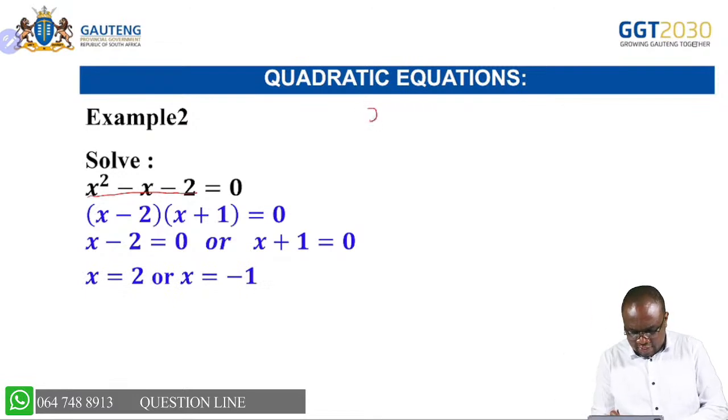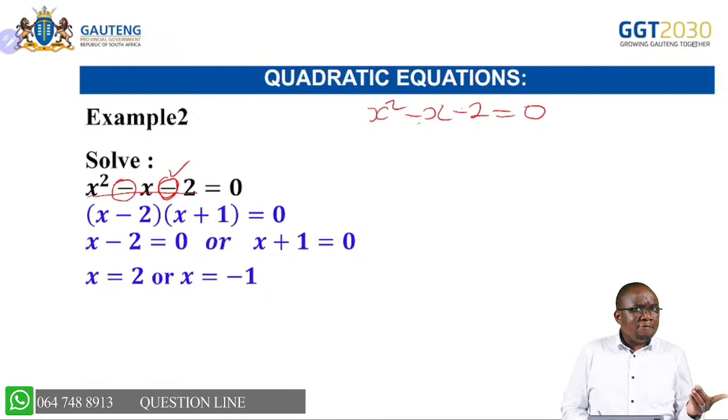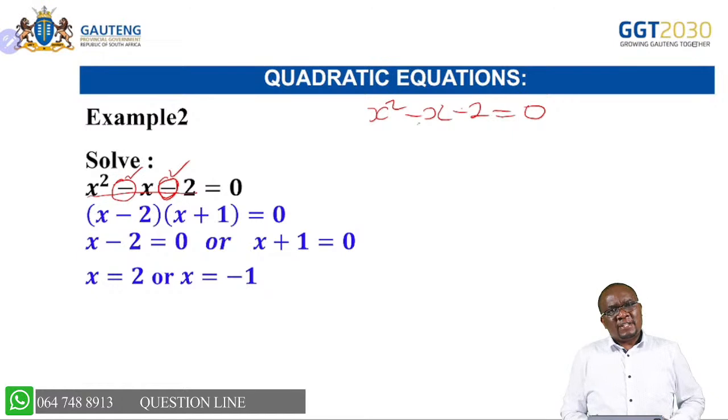Right, x squared minus x minus 2 is equal to 0. Okay, let's factorize this side. So we're looking for the factors of negative 2 that will give us negative 1 if we add them. Before we do that, what does this negative tell us? It tells us the other factor is negative and the other factor is positive. And this one tells us that the bigger factor is negative.